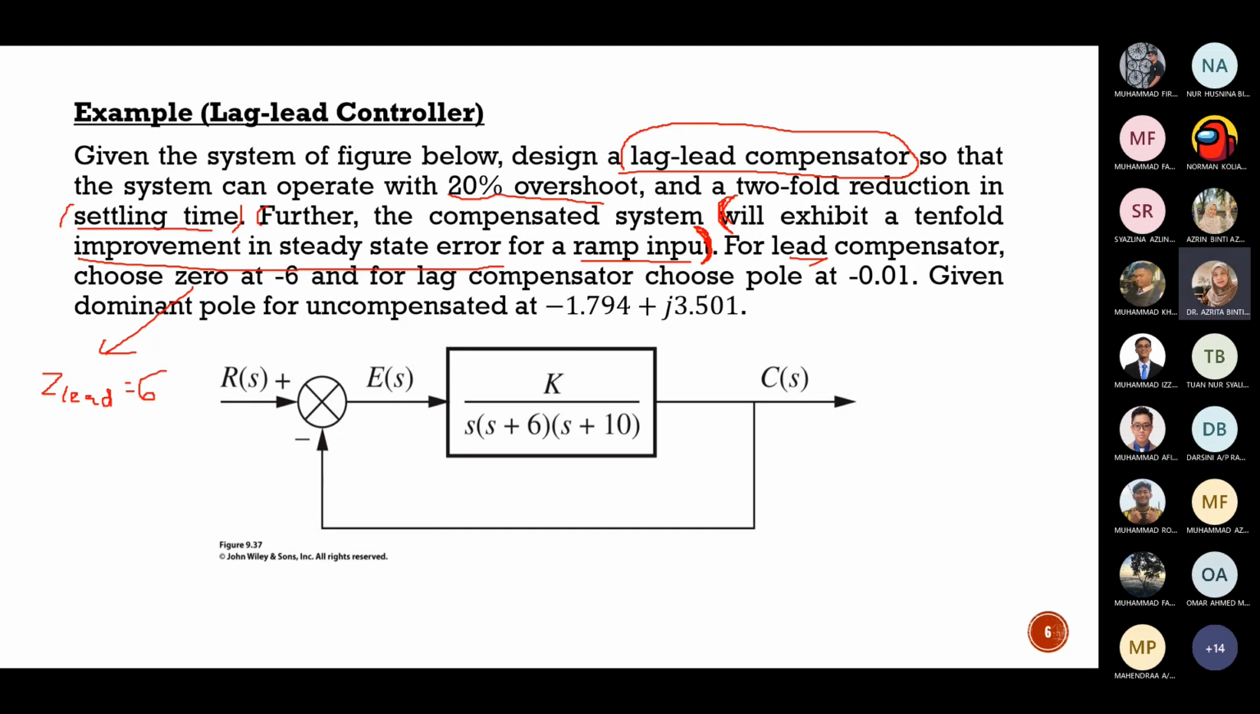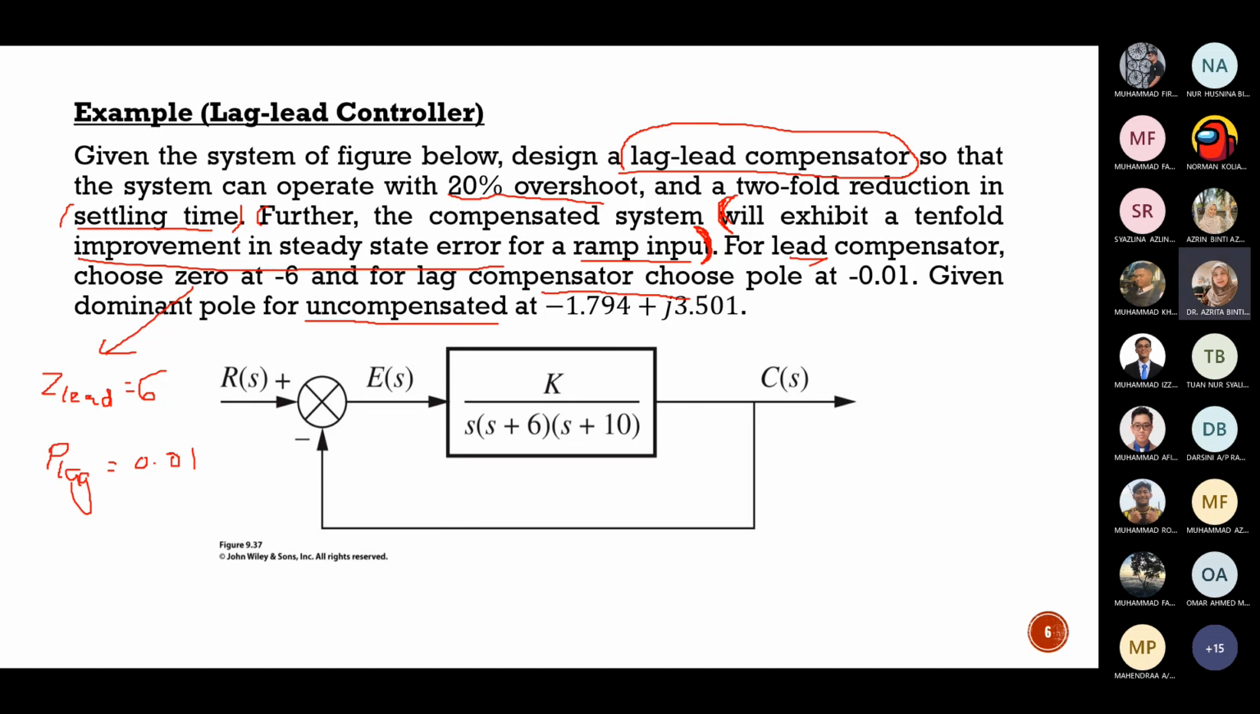And then for the lag compensator, choose the pole at -0.01. That means P lag is equal to 0.01. And here is the uncompensated ST, the dominant poles for the uncompensated system.